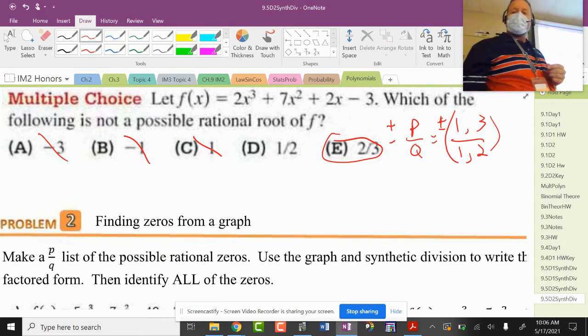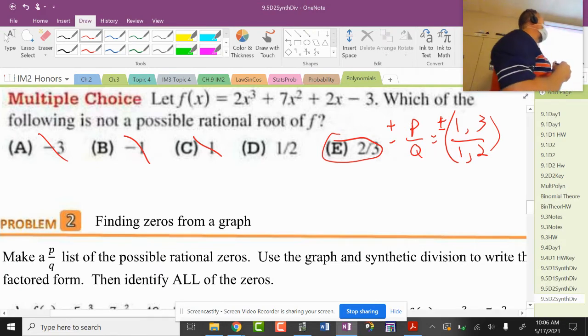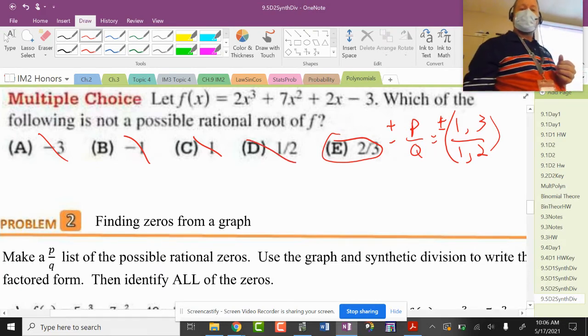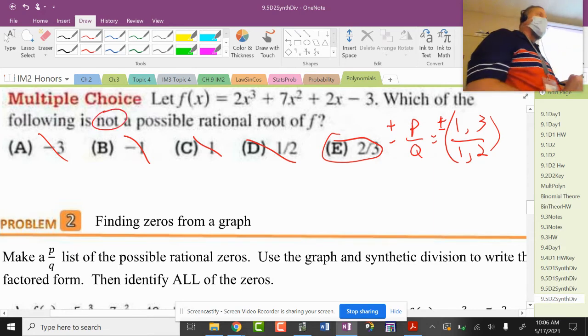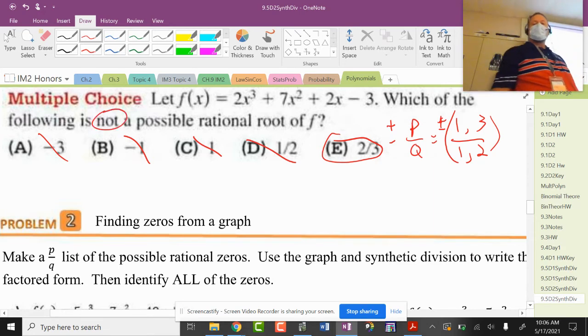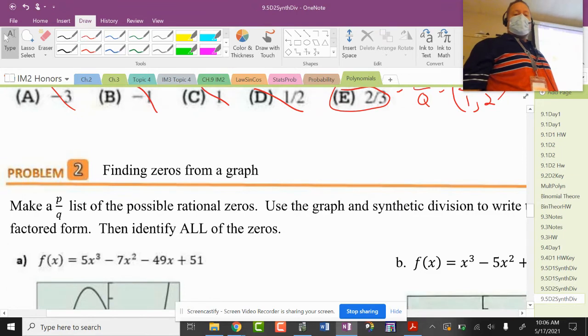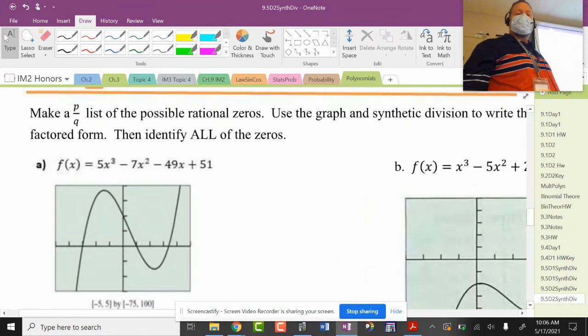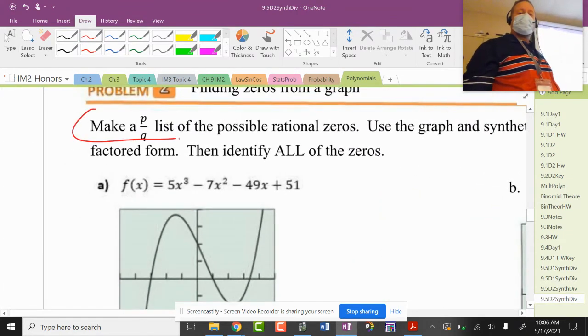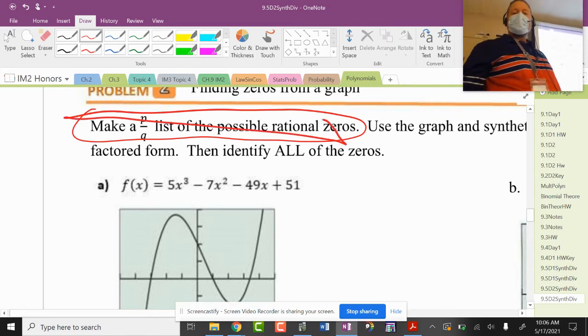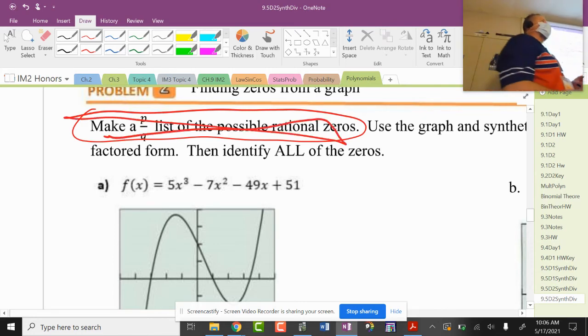And then I could see 1 over 2 right here. So 1 over 2 is definitely a 0. I'm looking for what's not, though. That's why I'm crossing these off. Okay, anyway, I think I'm going to skip the P over Q list in these examples, and just move on to something different, and show you how the graphing calculator can be your friend here.